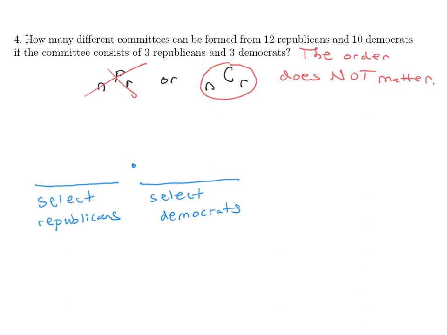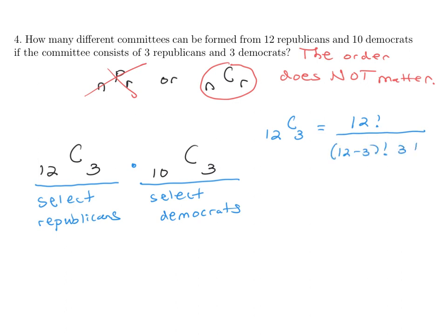What are those numbers? Those numbers are 12 choose 3. There are 12 Republicans, and we're only choosing 3 of them. This is the number of ways that you can do that. Over here, it's going to be 10 choose 3. There are 10 Democrats, and we're selecting 3. So we just need to know these 2 numbers, and then we need to multiply them together. So first, 12 choose 3. There's a formula for this. The formula is 12 factorial divided by 12 minus 3 factorial times 3 factorial.